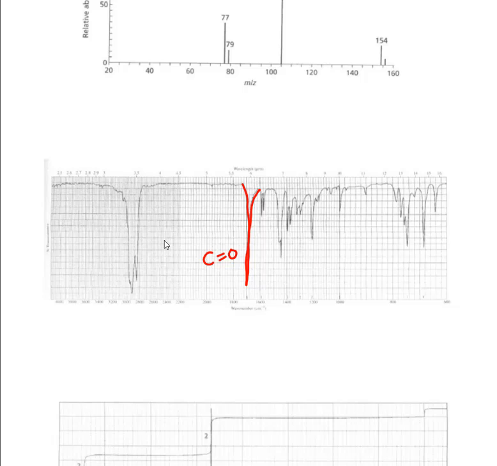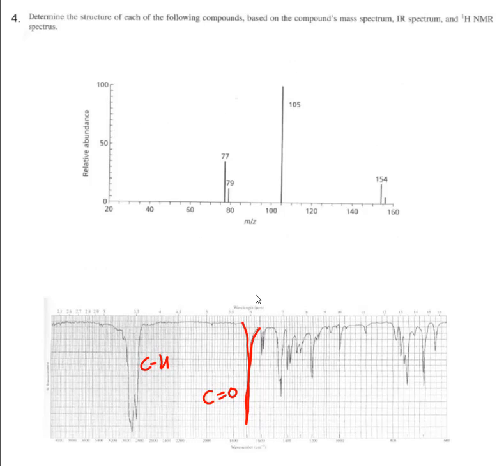There's nothing here, right? This is just a CH. There's not broadness here. It's not past 3,000. So really it's just carbonyl. All right, so that said, that's first off, right? So we know we have an oxygen.